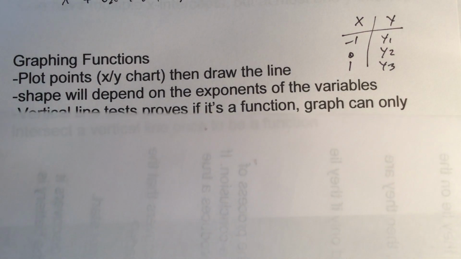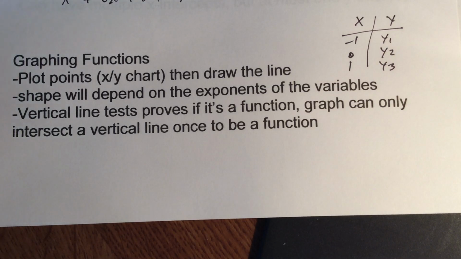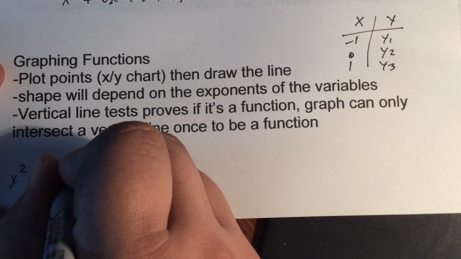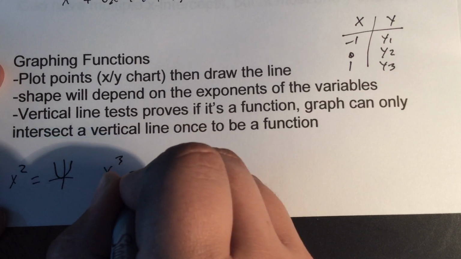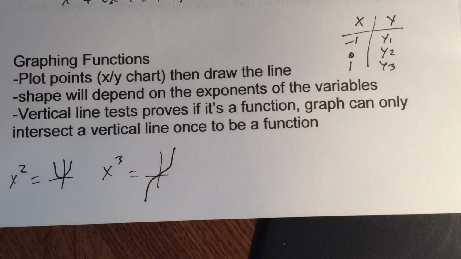Now, keep in mind, shape here is going to depend on the exponents of the variables. So that's where we talked, like x squared would be a parabola. X to the third would be that S-shaped looking thing. So that's all going to determine what type of shape the graph will be.